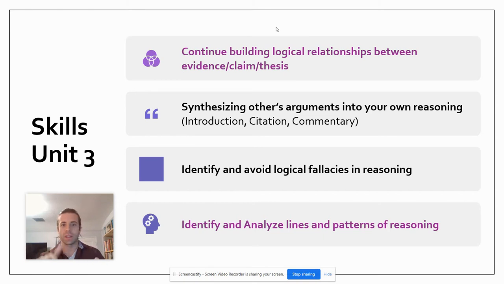So our evidence has got to connect to our claims, has got to connect to our thesis, and we do that through adding our own personal commentary. And then we're also probably more directly going to be addressing the idea of how do we identify and analyze lines and patterns of reasoning, and how might that affect someone's argument.